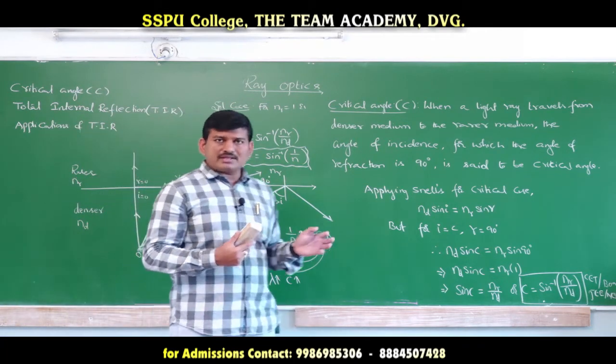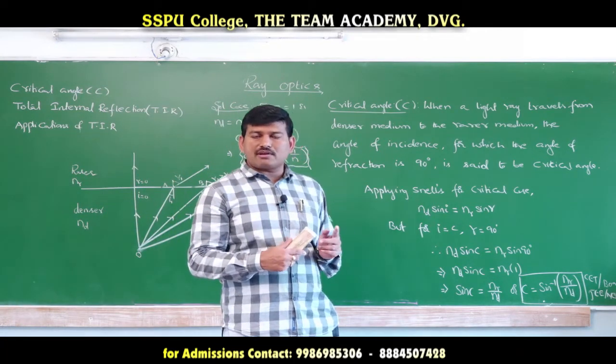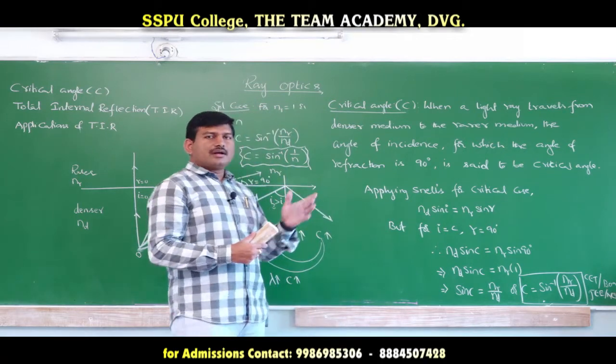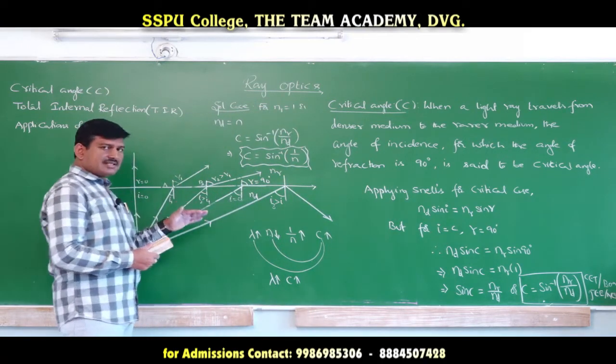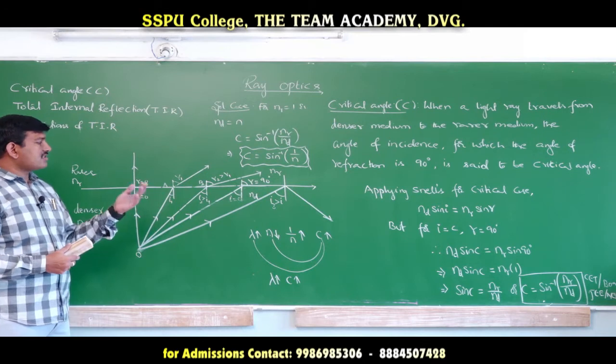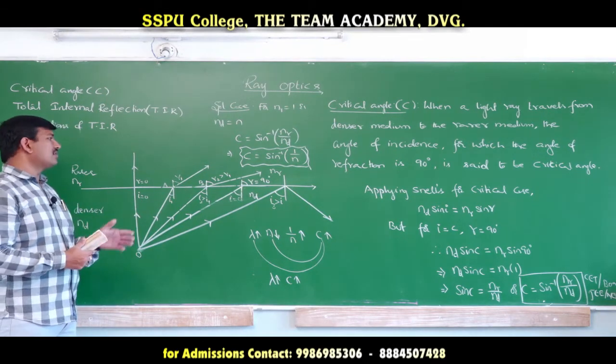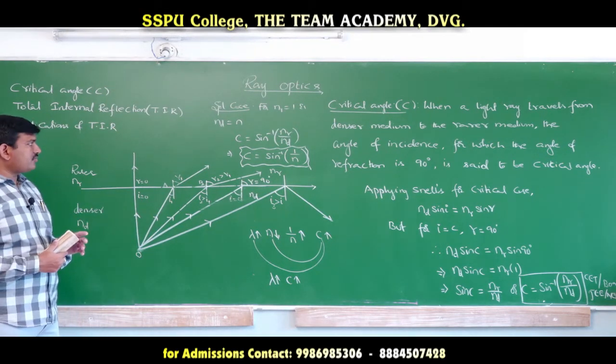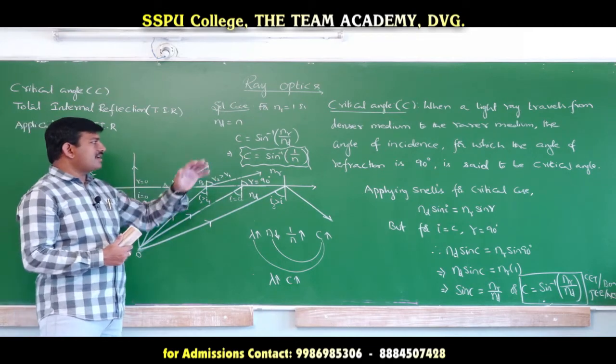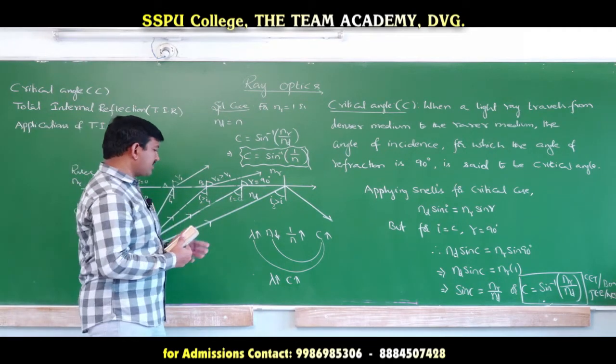In order to explain the critical angle, the light ray must travel from the denser medium to the rarer medium. Then the angle of incidence for which the refraction angle is equal to 90 degrees is said to be the critical angle. Understood this point clearly? Based on this, they will be asking problems in 2-mark questions.